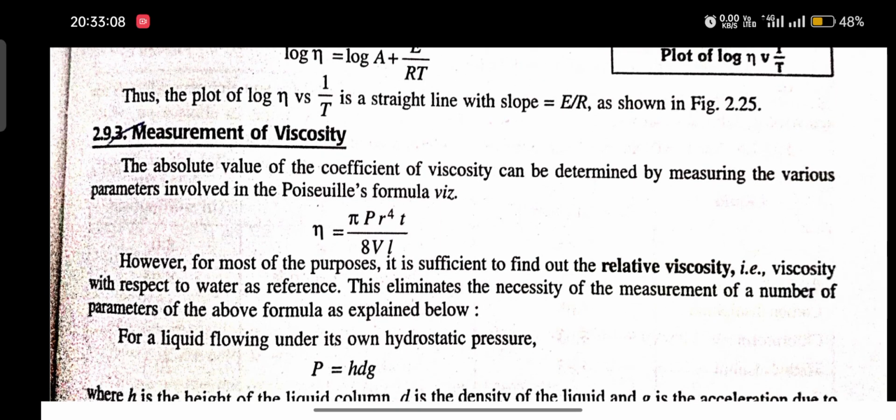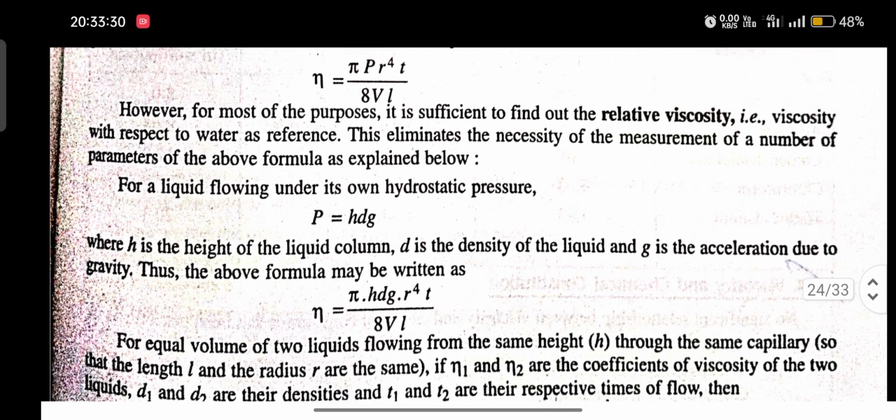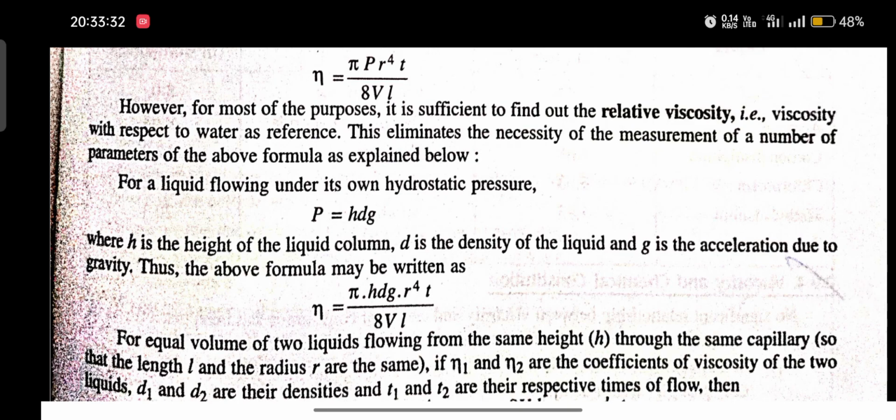Measurement of viscosity. The absolute value of the coefficient of viscosity can be determined by measuring the various parameters involved in Poiseuille's formula: η = πPr⁴t / 8VL. However, for most purposes, it is sufficient to find out the relative viscosity, that is, viscosity with respect to water as reference. This eliminates the necessity of measuring a number of parameters of the above formula, as explained below.